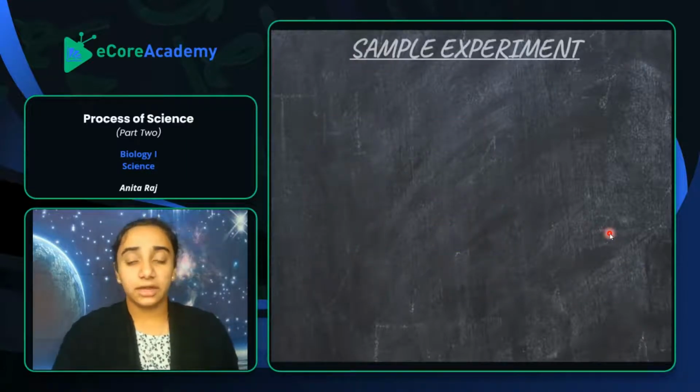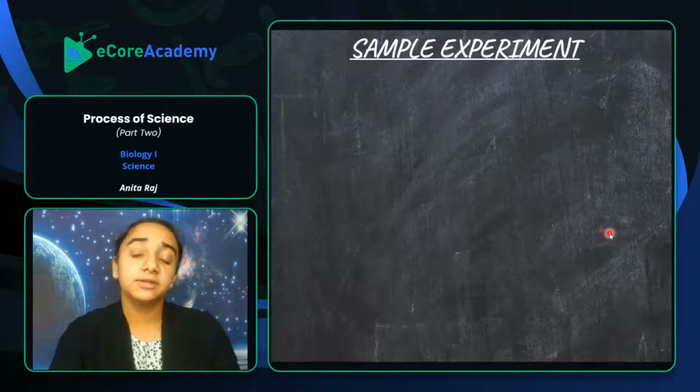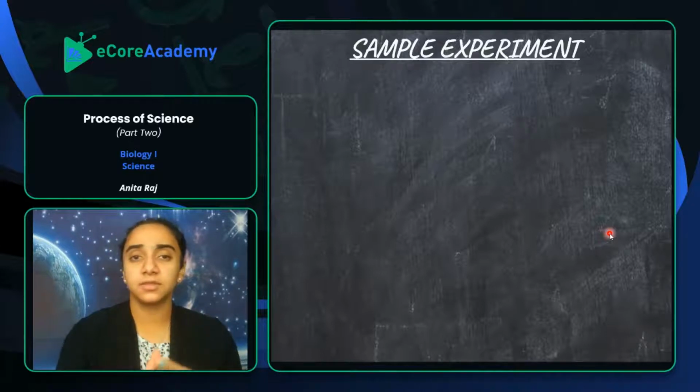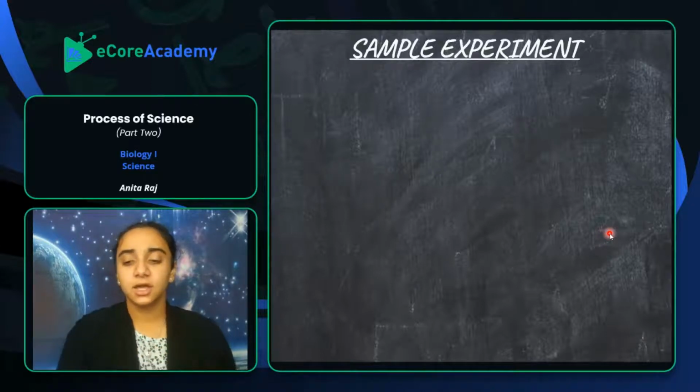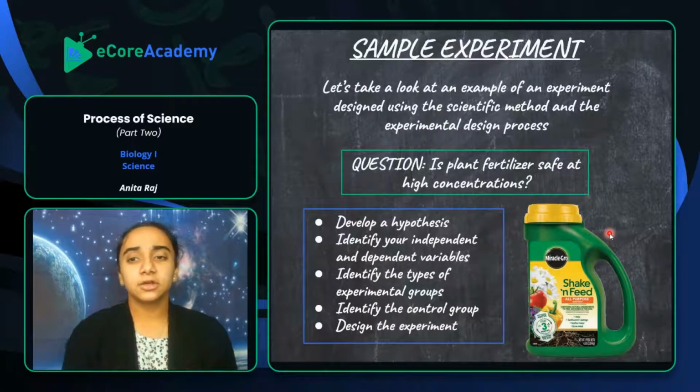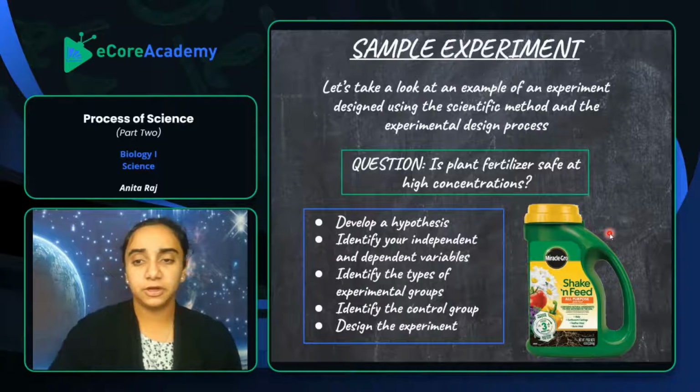Okay, so now is where we're going to be designing an experiment together, so I can walk you through exactly how you can use these steps of both the scientific method and the experimental design process. So here's a sample experiment. Let's take a look at an example of an experiment designed using the scientific method and the experimental design process. So these are the two processes that we just went over.